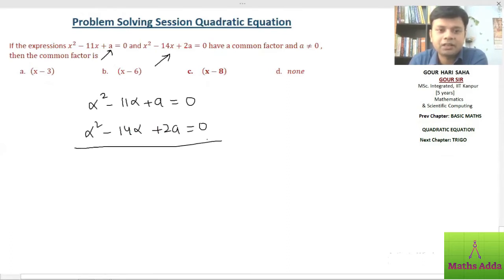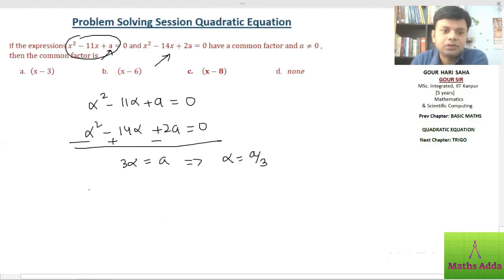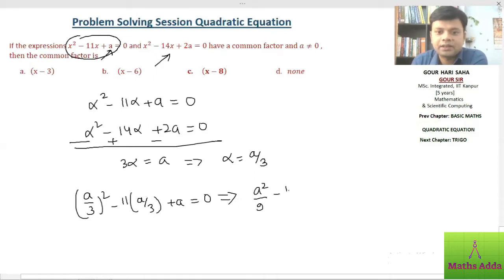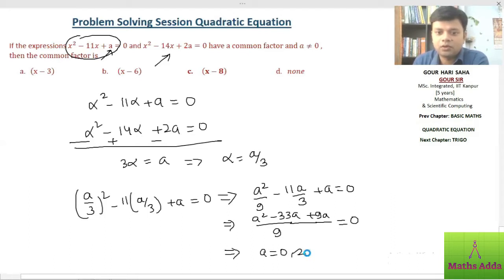Now from this, if I subtract, I can get alpha in terms of a. So 3 alpha is equal to a, that is alpha is equal to a by 3. Now since we got alpha, it is going to satisfy this one, so put alpha here. So it is (a by 3) square minus 11 into a by 3 plus a equal to 0. Simplify it, it is a square by 9 minus 11a by 3 plus a equal to 0. Take LCM, LCM is 9, it is a square minus 33a plus 9a equal to 0. If you solve it, a is equal to 0 or 24. Since it says a is not equal to 0, a is equal to 24.